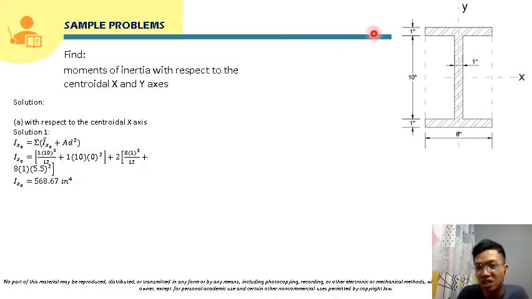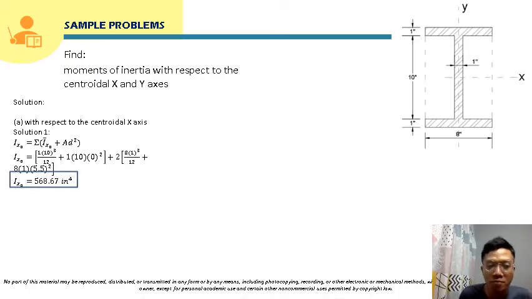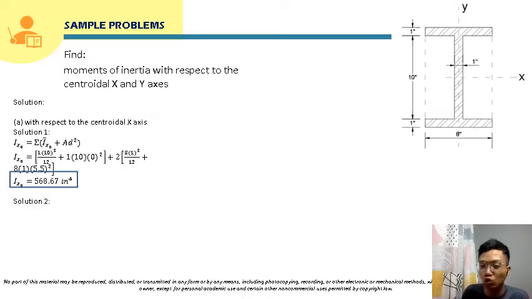So in this case, this is inches, so this will be inches to the fourth. So this will now be the answer for the moment of inertia with respect to the centroidal axis. So we can actually have solution 2 for this. If we are going to analyze this, we can solve this even without using the transfer formula or transfer term. Okay, so as you can see here, this can be a rectangle.